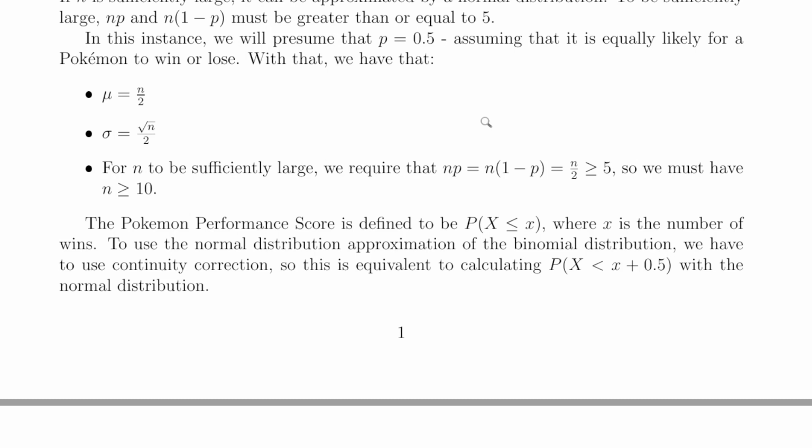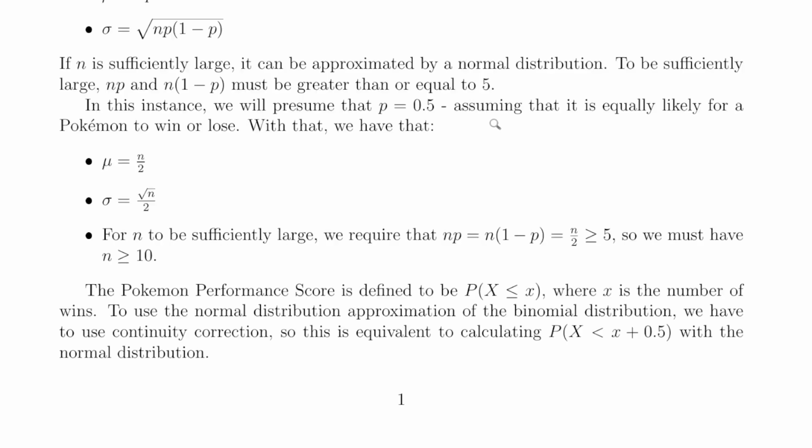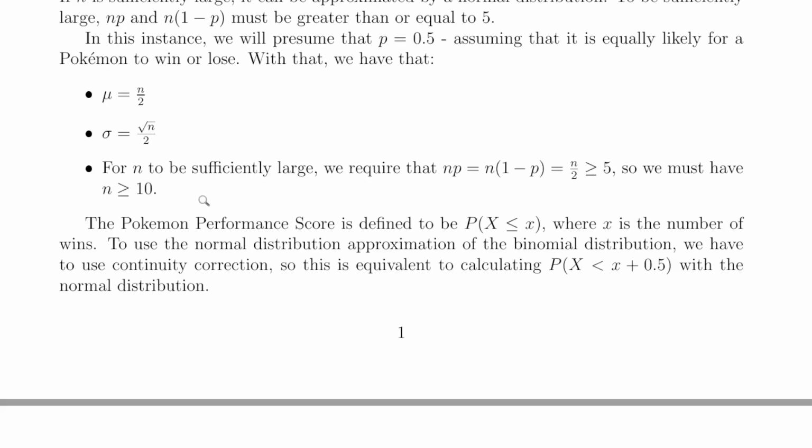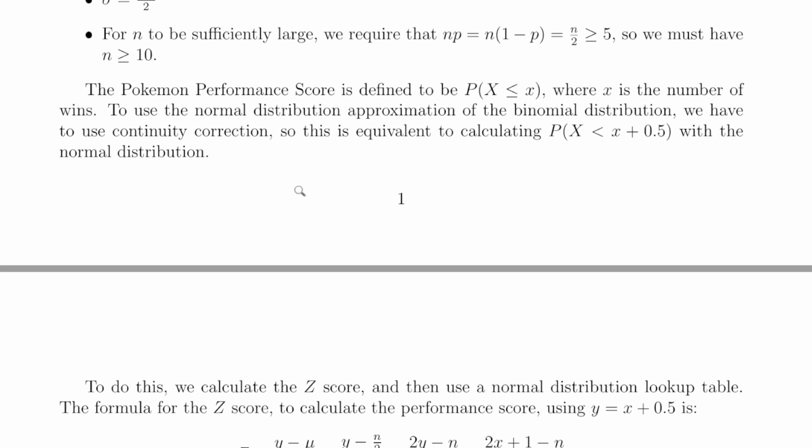And for n to be sufficiently large that we can even do this, we require that np and n times 1 minus p are the same thing, which is n over 2 is greater than or equal to 5. So we need n to be greater than or equal to 10. Pretty simple, but that means that when calculating this score, you shouldn't really be doing it if you don't have at least 10 trials. So yeah, when the sample size is too low, you can't really assign a meaningful score, is basically what that's saying.